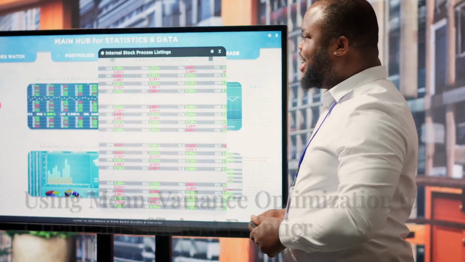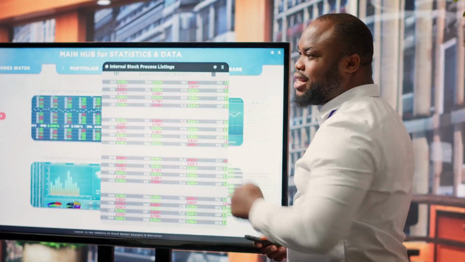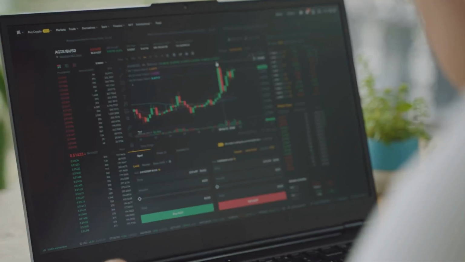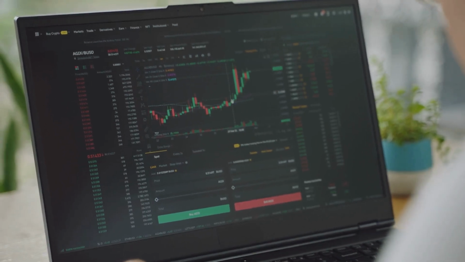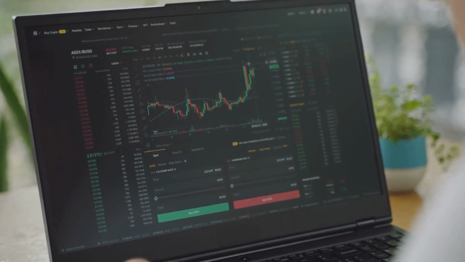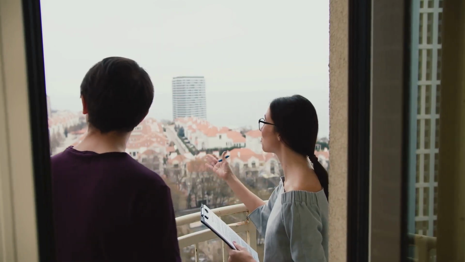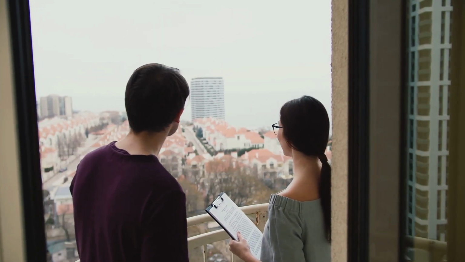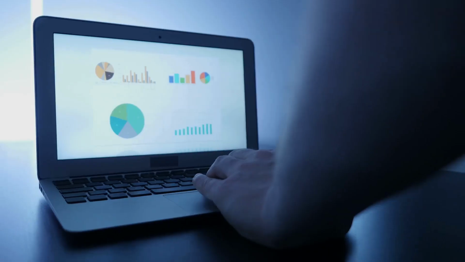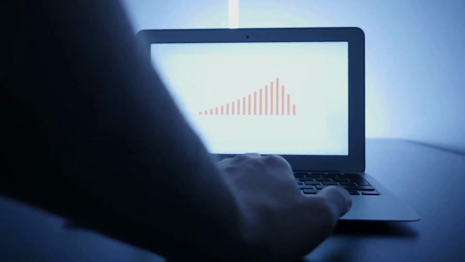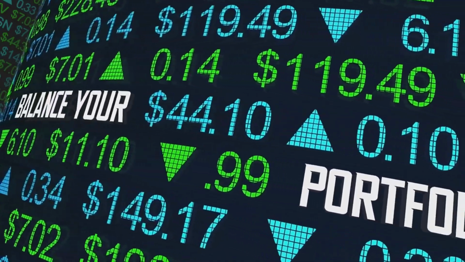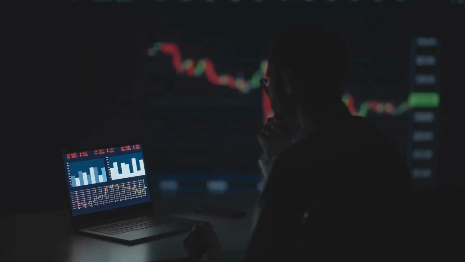Alright, here's an example of using Mean-Variance Optimization to create an efficient frontier. For inputs, let's say you have equities with an expected return of 10% and a standard deviation of 15%. Fixed income comes in with an expected return of 4% and a standard deviation of 5%. Real estate, on the other hand, has an expected return of 7% and a standard deviation of 10%. Now for correlation coefficients, equities and fixed income are at negative 0.2, equities and real estate at 0.3, and fixed income and real estate at 0.1.